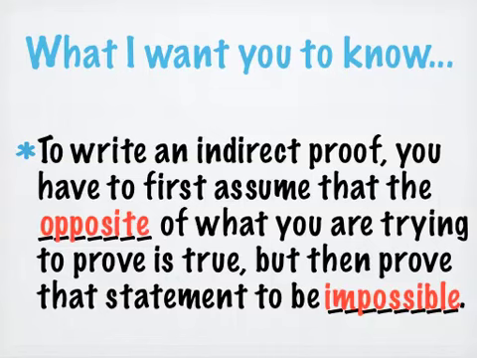So we're going to practice writing indirect proofs. The key pieces of an indirect proof that I need you to know is that to write an indirect proof, you have to take whatever statement it is you're trying to prove and assume the opposite of that first. In order to prove the original statement, you have to take the opposite statement and prove that it is impossible. When you get to the point where it is impossible, you know that the original statement that you are trying to prove is in fact true.